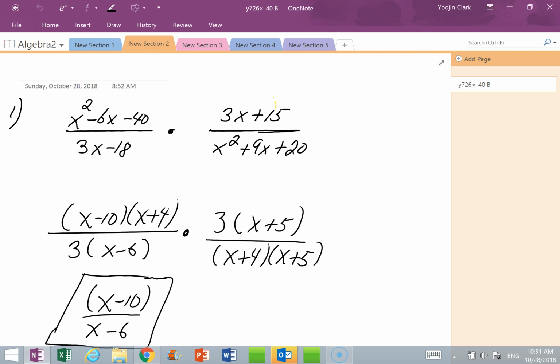Here I have a multiplication problem. I have x squared minus 6x minus 40 divided by the 3x minus 18 times 3x plus 15 divided by x squared plus 9x plus 20.